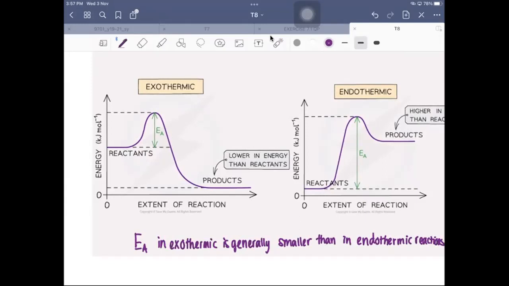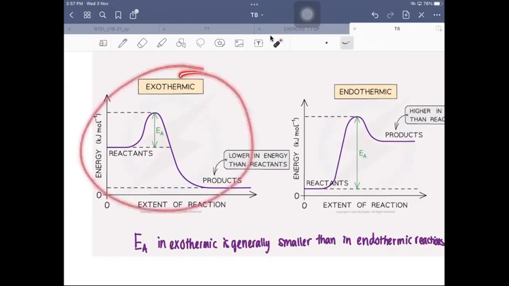So that's it. If you know the definition of exothermic reaction and you know how to identify them in an energy profile diagram, okay, so this is called an energy profile diagram, then you should be okay.